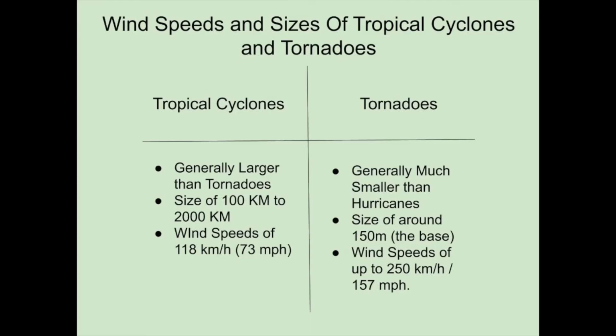Tropical cyclones are generally much larger than tornadoes, with a general size of 100 kilometers to 2,000 kilometers. Tropical cyclones spin with an average speed of 118 kilometers per hour or 73 miles per hour. In contrast, tornadoes are typically much smaller than hurricanes, around 150 meters across. But this doesn't mean that they are less dangerous than typhoons, as they can spin at an average speed of 250 kilometers per hour or 157 miles per hour.